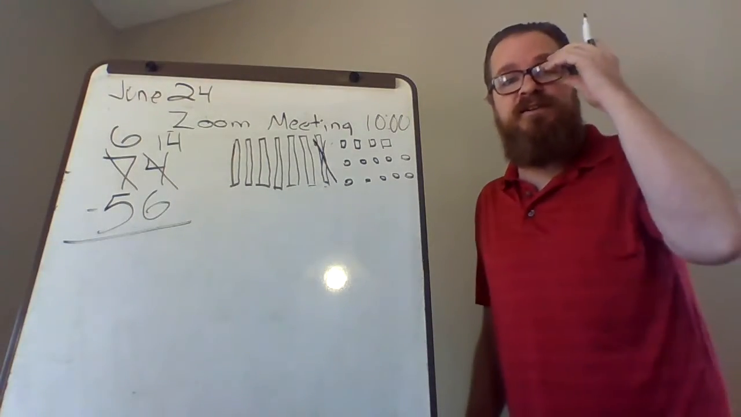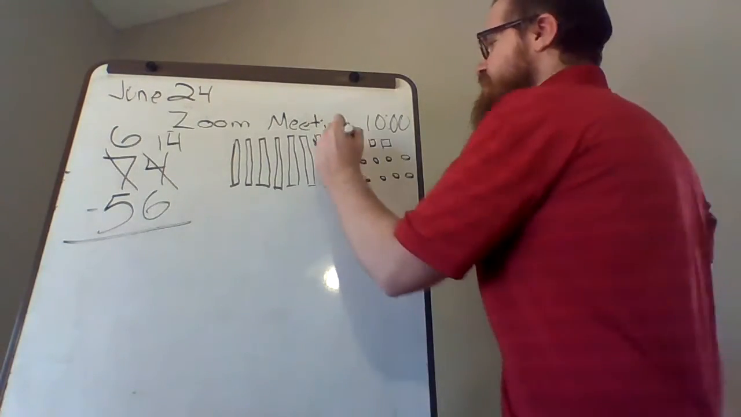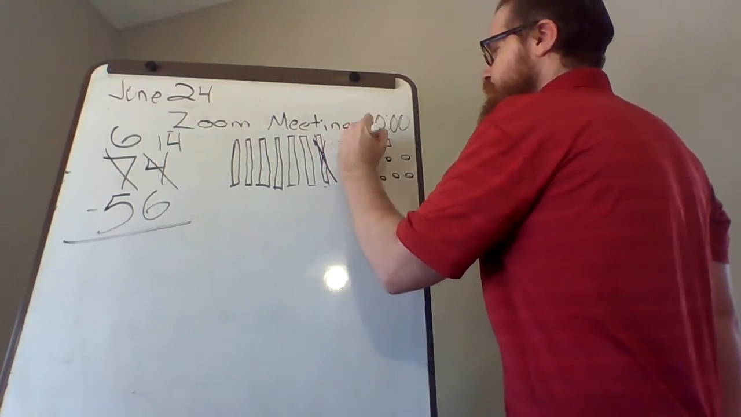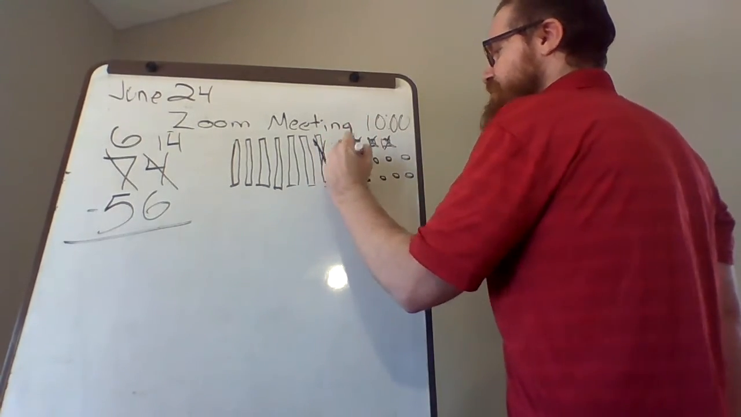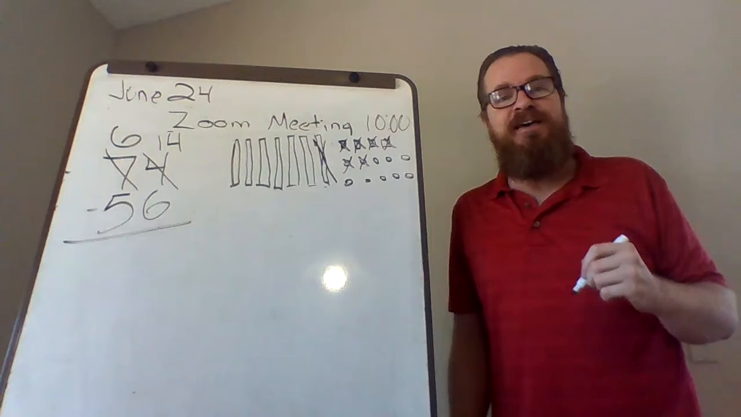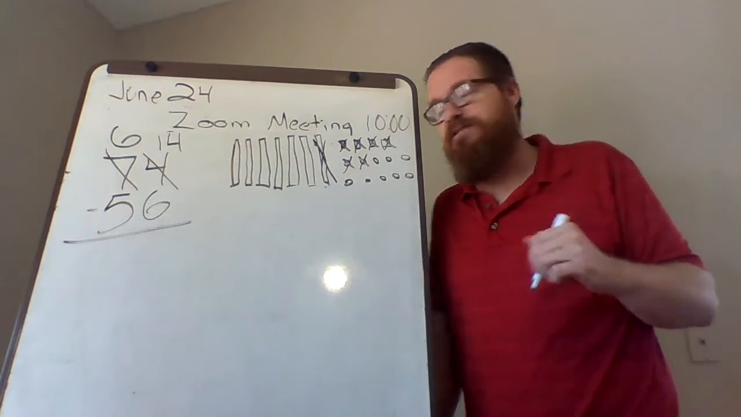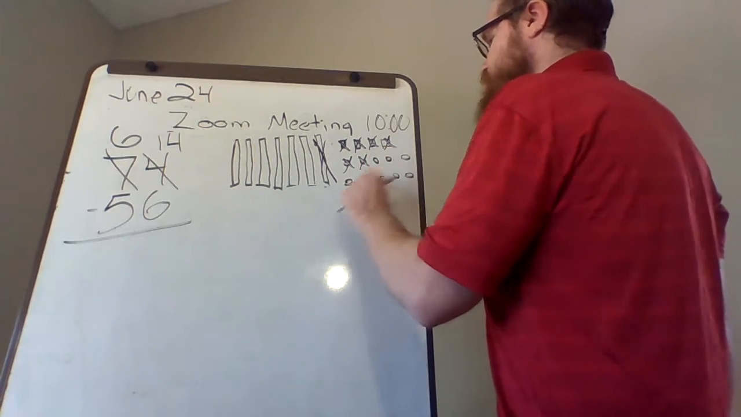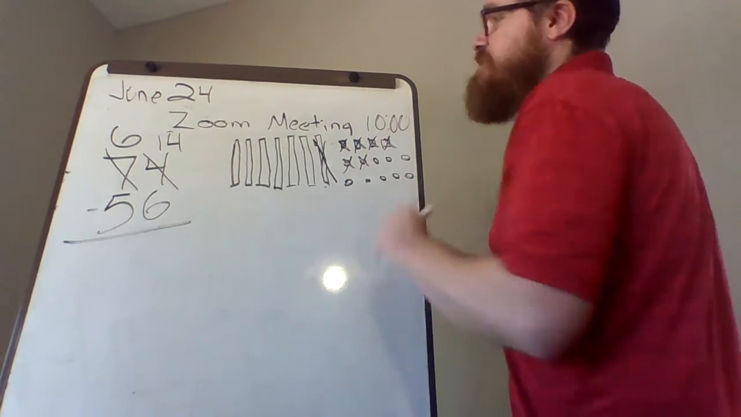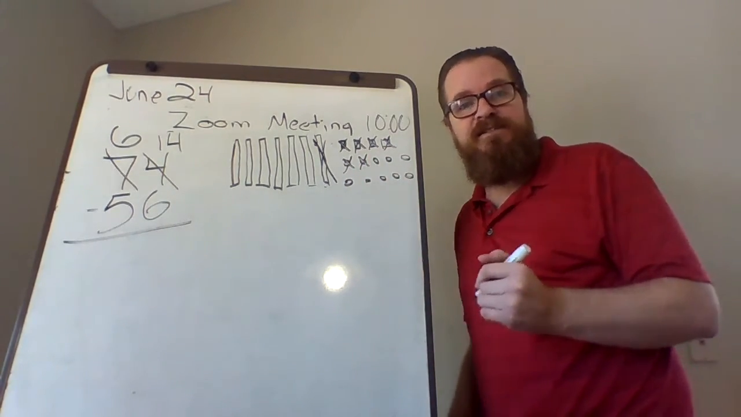And that lets me take away 6. Let's take away 6. 1, 2, 3, 4, 5, 6. Okay, now all I have to do is count how many I have left that I haven't crossed out. 1, 2, 3, 4, 5, 6, 7, 8. 14 minus 6 is 8.